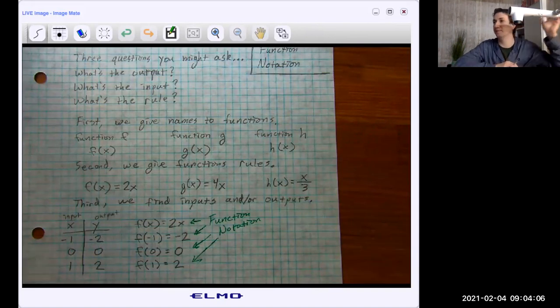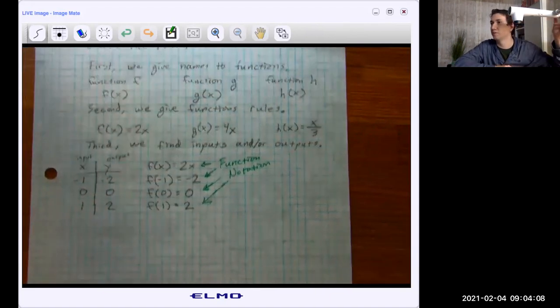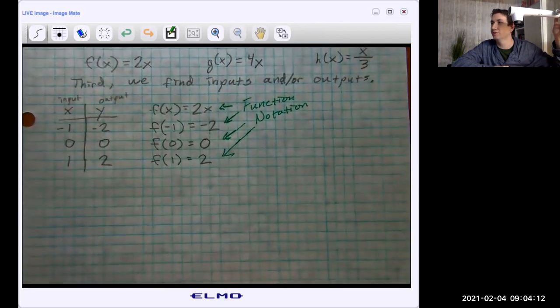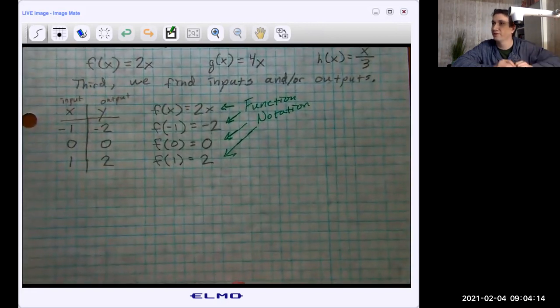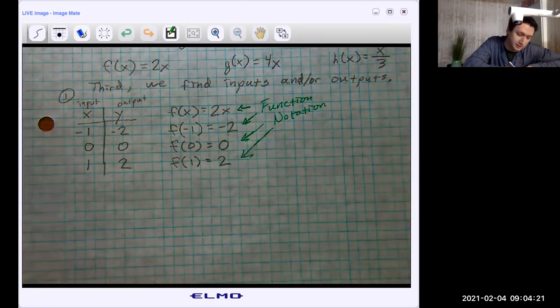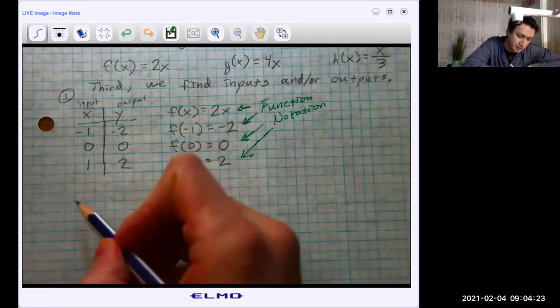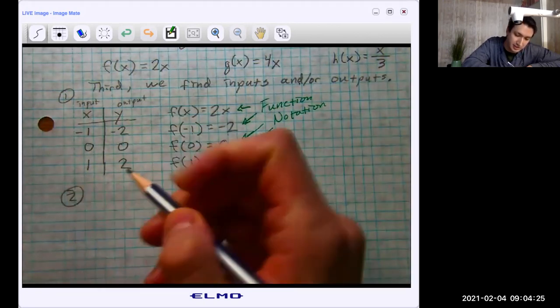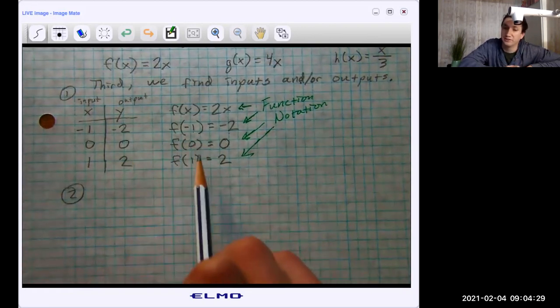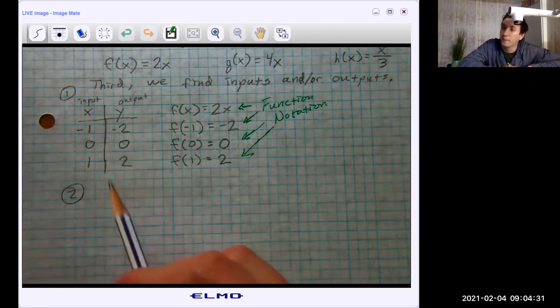So let's try another one. You know what? We're going to skip function g. Let's try function h. And why don't I number these? This was the first function we tried. So we're going to skip the function g and just try the function h. We're going to just use function notation this time. We don't need to use a table anymore.